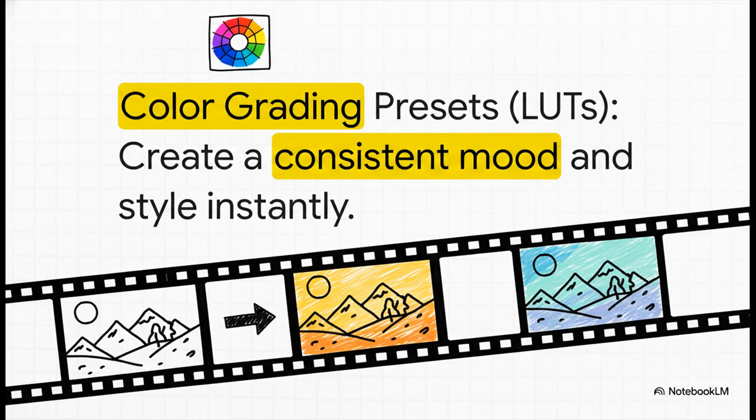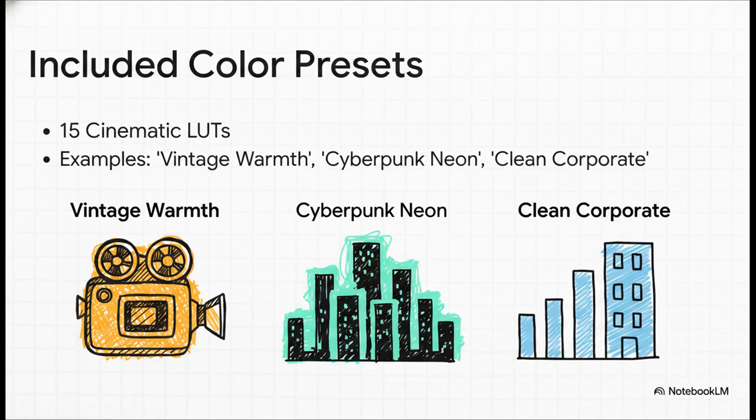Next up, let's talk about color. Getting a consistent mood and style across all your videos is so important for your brand. And that's where color grading presets, or as they're known, LUTs, come in. So this toolkit comes with 15 cinematic LUTs. This lets you instantly give your footage a very specific vibe. So whether you're going for that cozy vintage warmth look, or a futuristic cyberpunk neon style, or maybe just a super clean corporate feel, you can literally do it with a single click.